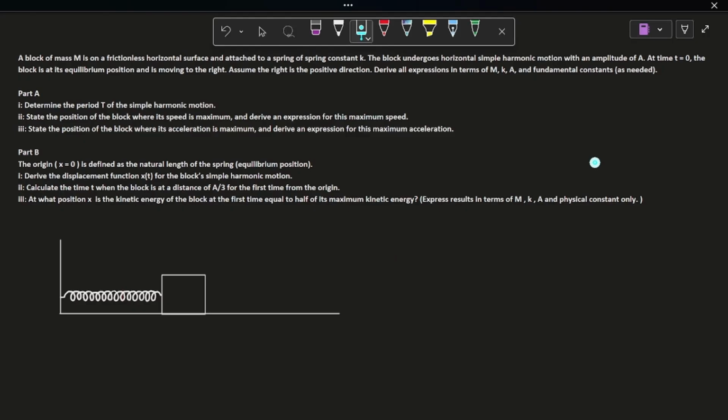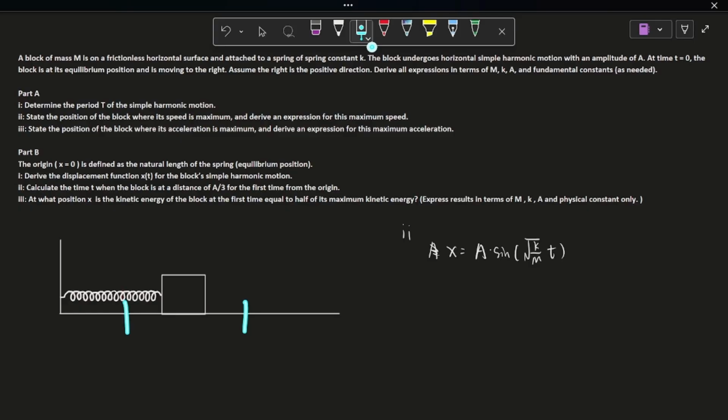So for part 2, it asks you the time when the block is at a distance A over 3 from its origin. This is actually pretty easy because we just figured out the displacement expression for this simple harmonic motion, which is x equals A times sine of square root of k over m times t. Well, now you should think, because it says it's at a distance of A over 3, it can be either left or right.